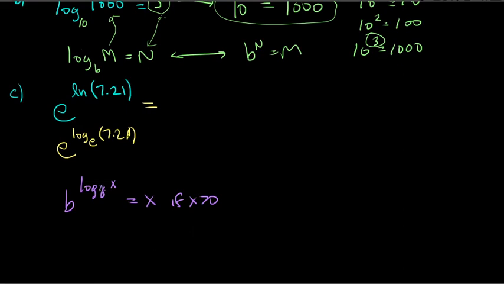So this is a b, not a 6. The b here is just e, and the x is this number, 7.21. So these b's cancel, and you just get x, which is 7.21. That's because the exponent canceled this logarithm. Just knowing that property, we were able to get the answer without having to use our calculator. Of course, your calculator should tell you the same answer.